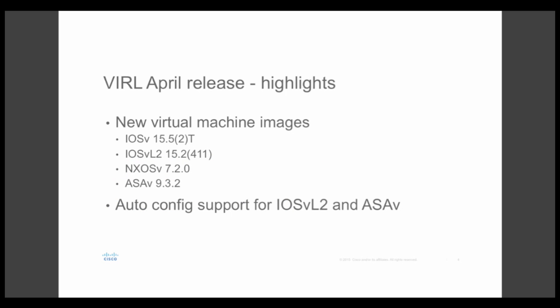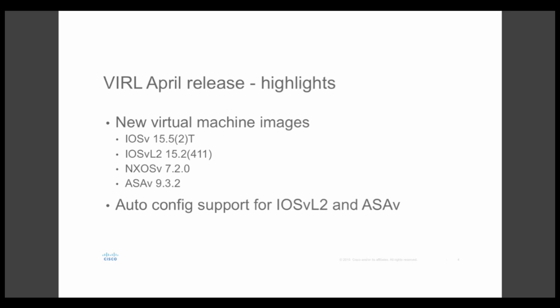So we have a number of new virtual machines in here, an update to the IOSv. Previously we've had the 15.4.3M. We have a new image, 15.5.2T, so that's in there now. Very, very happy to provide availability at long last to the IOSv Layer 2 switch image. This is the image that we demoed back in the February webinar. That's now available for you guys to use.